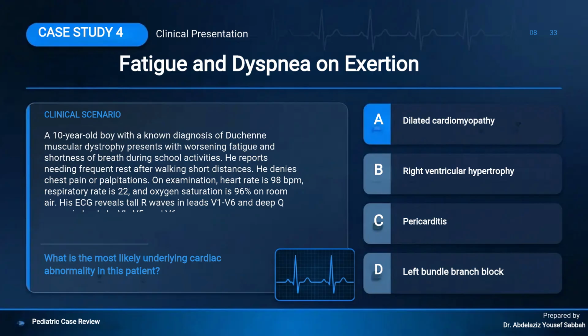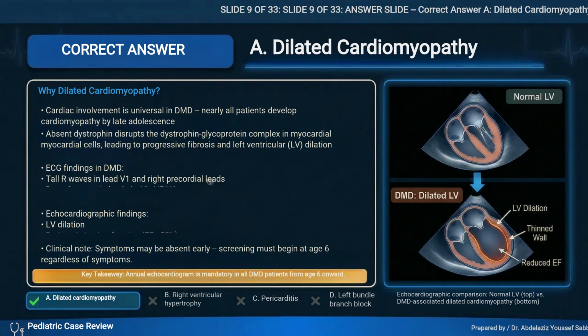Option A, dilated cardiomyopathy. Option B, right ventricular hypertrophy. Option C, pericarditis. Option D, left bundle branch block. The correct answer is option A, dilated cardiomyopathy. Cardiac involvement is universal in Duchenne muscular dystrophy. Nearly all patients develop cardiomyopathy by late adolescence.